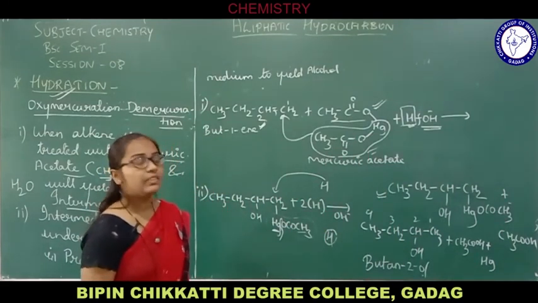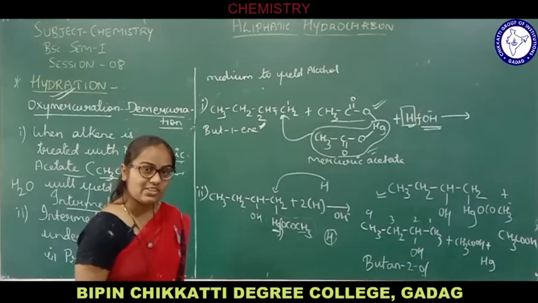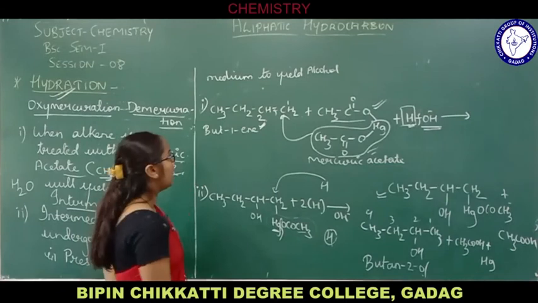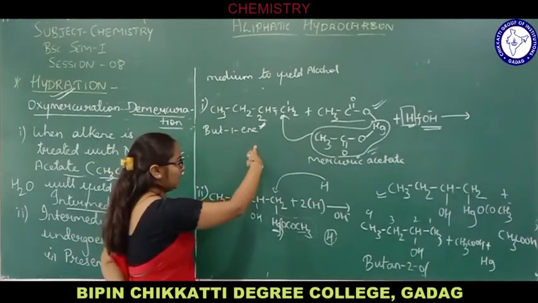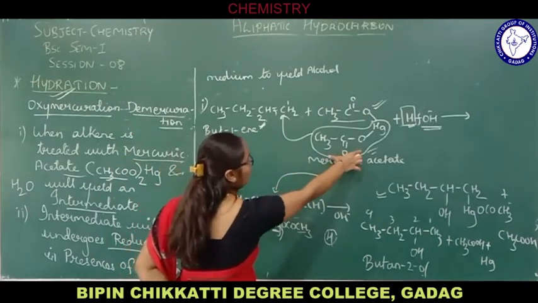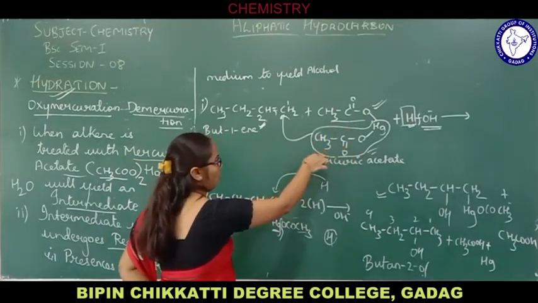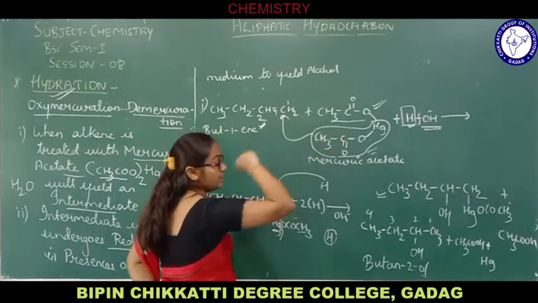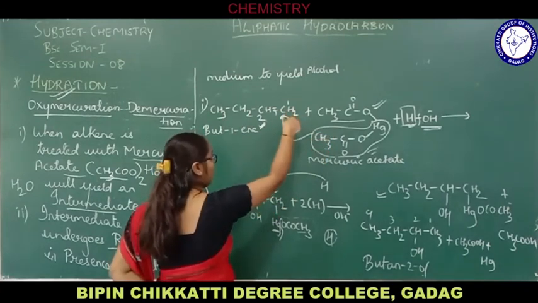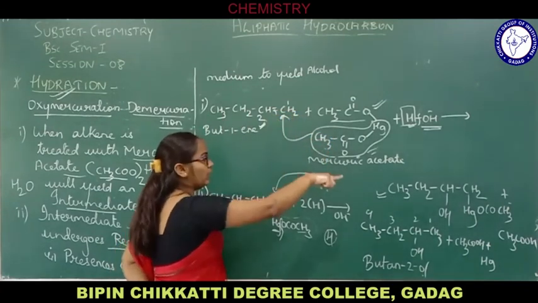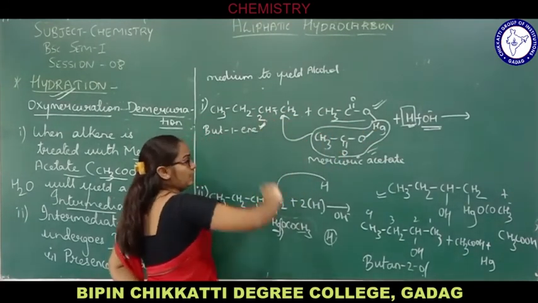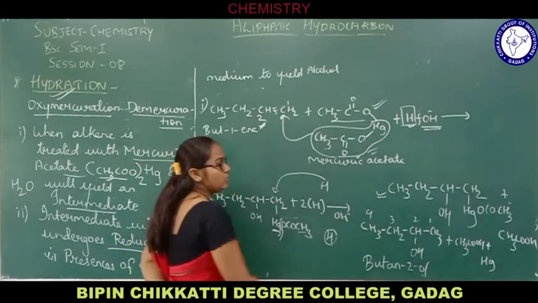I repeat once again: oxymercuration and demercuration is a 2-step reaction. Here the alkene, called but-1-ene, is treated with mercuric acetate. This group, which has been circled with chalk, will go and get attached, behaving as an electrophile according to the mechanism. This group will get attached to carbon number 1, the bond will cleave there, and the hydroxyl group of the water will get attached to carbon number 2 of this alkene to form an intermediate, right? So this is an intermediate.